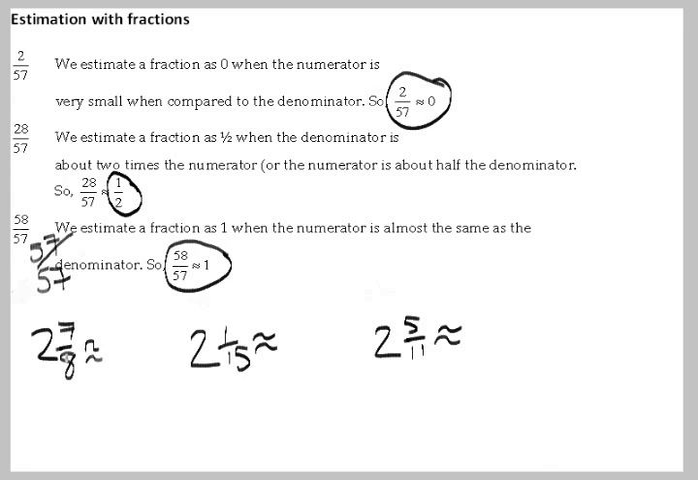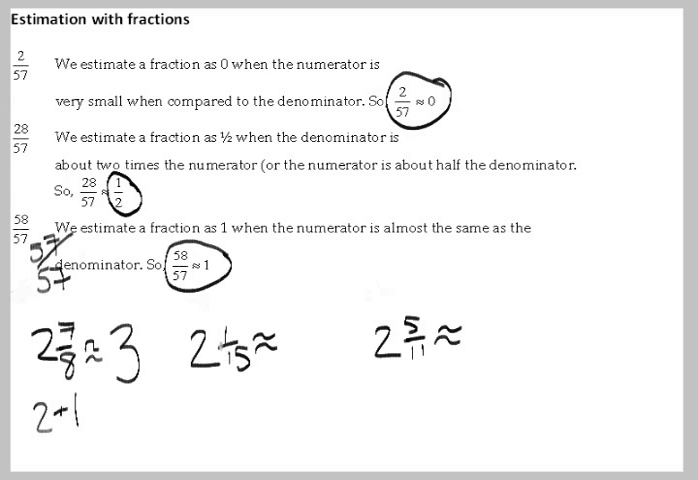Let's look at some more examples. 2 and 7/8. So we're going to ask, is this closer to 2, 2.5, or 3? Well, if we look at the fraction 7/8, 7 is very close to 8, so these two numbers are almost the same. When the numbers are almost the same, it's like a whole number, because 8 over 8 would be another whole number. So we have 2 and the whole number 1, which is 3. So 2 and 7/8 is closest to 3.